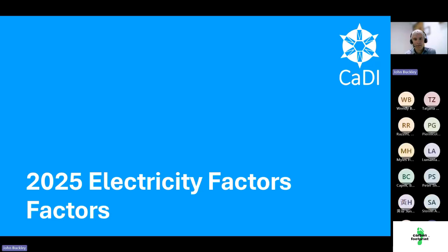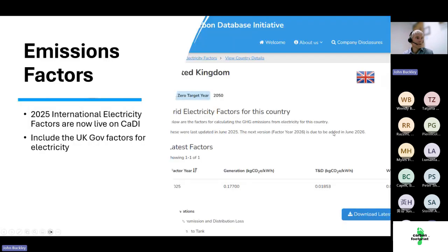Yeah, so let's run through the 2025 electricity factors now. So let's go to the next slide. So we've updated, like I said at the beginning, the international electricity factors now and published the 2025 factors. They're all live on CaDI for you to use. They were updated a couple of days ago. And we've also included the UK government factors for the electricity. So we'll show you those in a second.